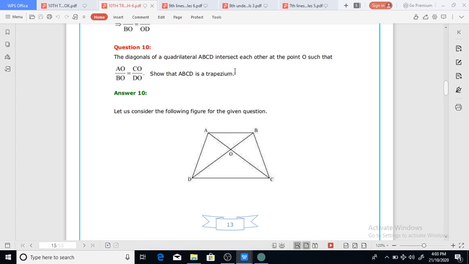What is the property of a trapezium? In a trapezium, one pair of sides is parallel. So if one pair of sides of a quadrilateral is parallel, that is called a trapezium. So here we just have to prove that AB is parallel to CD.